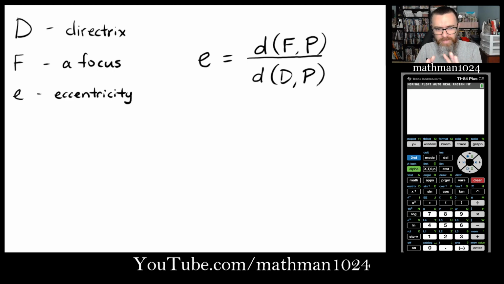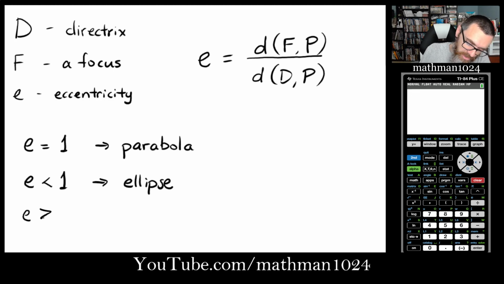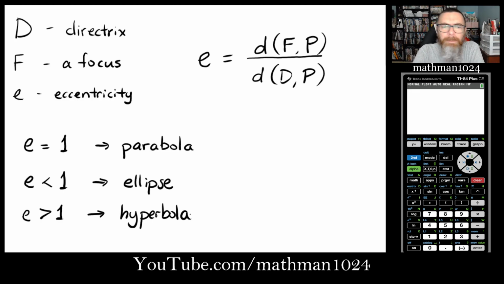Now we're going to talk about the actual equations in just a second. But here's what we're going to be looking for when it comes to the e. When e is equal to 1, that means we're talking about a parabola. When e is something less than 1, we're talking about an ellipse. And when e is greater than 1, then we have a hyperbola. So as long as we keep this in mind, we're really going to be fine.